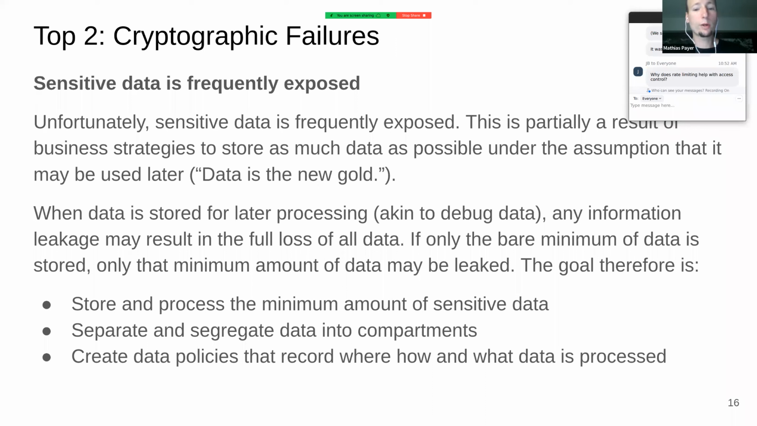The goal is to store and process the minimum amount of sensitive data and directly throw away as much sensitive data as you can. Separate and aggregate them into compartments, and then create data policies that record where and how and what data is being processed, so you can actually differentiate between different parts. And if or when an attack actually happens, you can go back and figure out what the different issues were to limit these kinds of things and recover from compromises. Because assuming a compromise will happen allows you to have a strategy to recover from it.